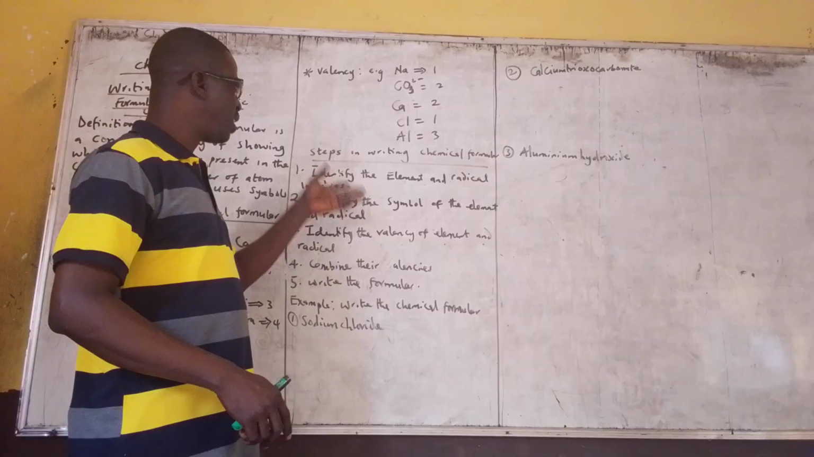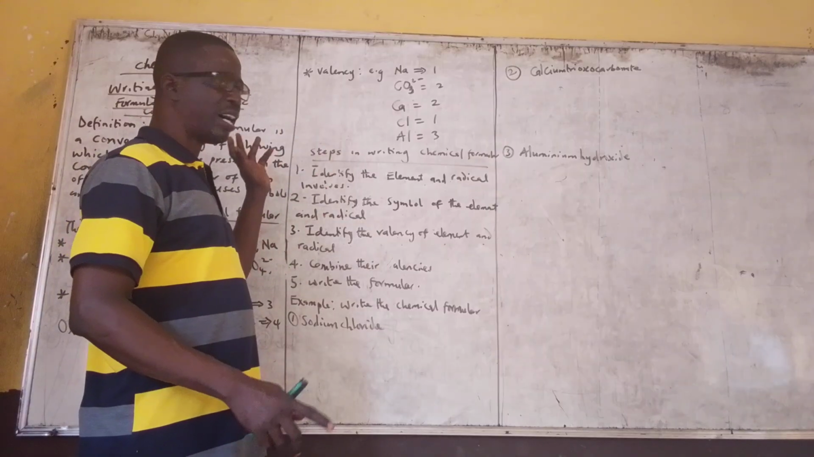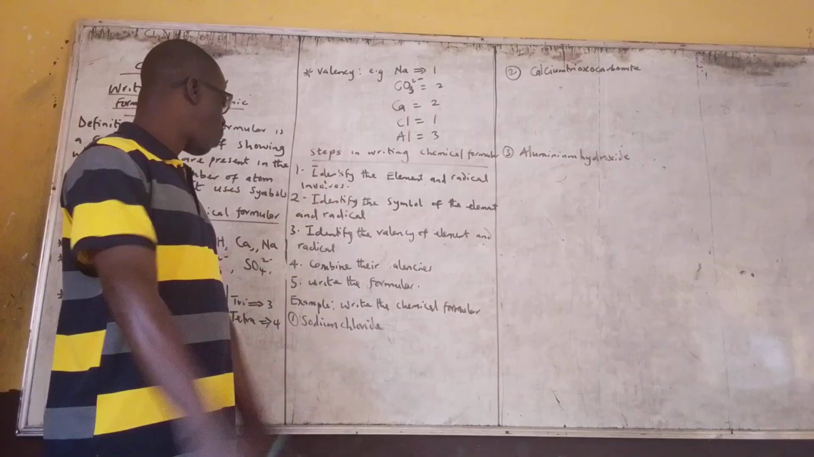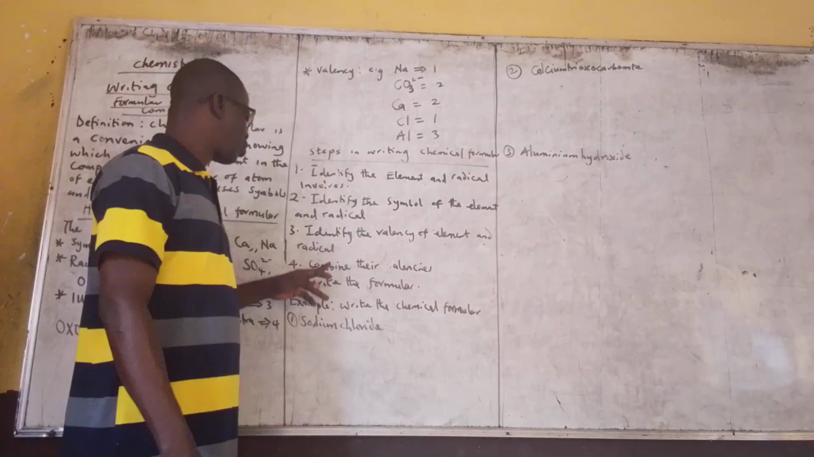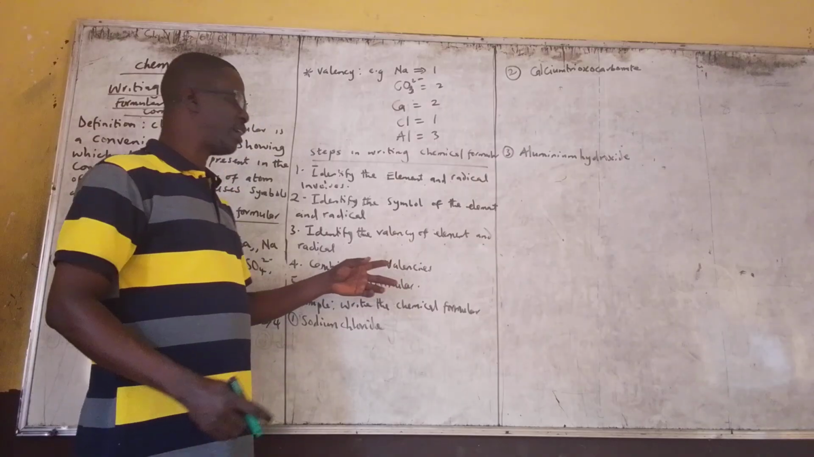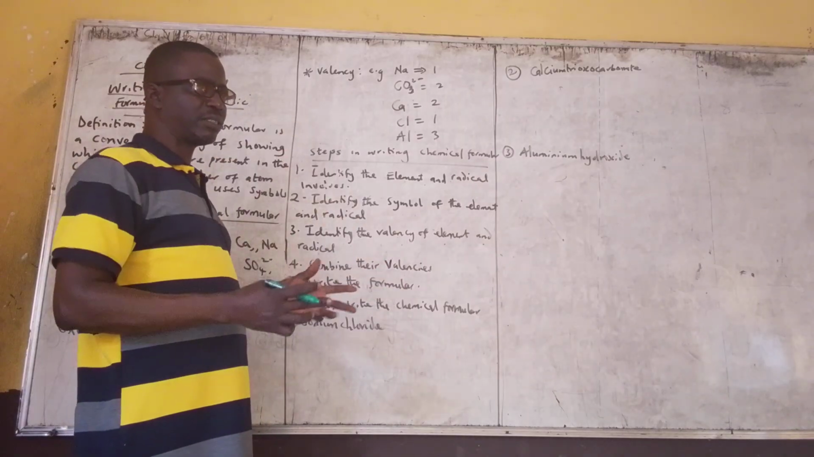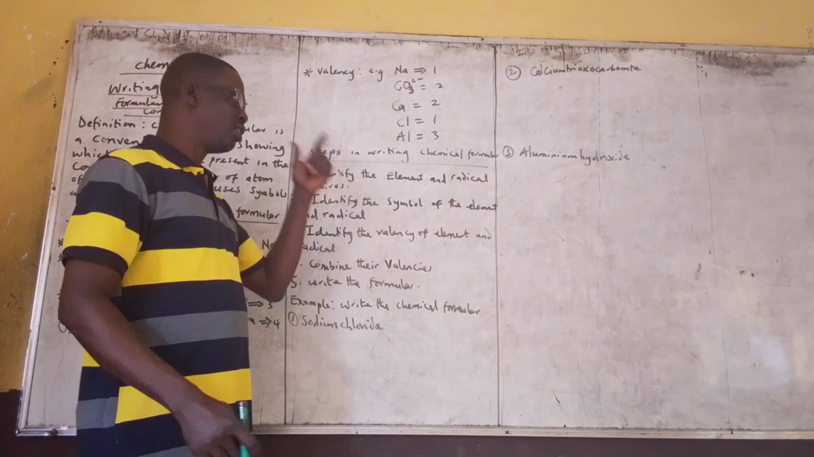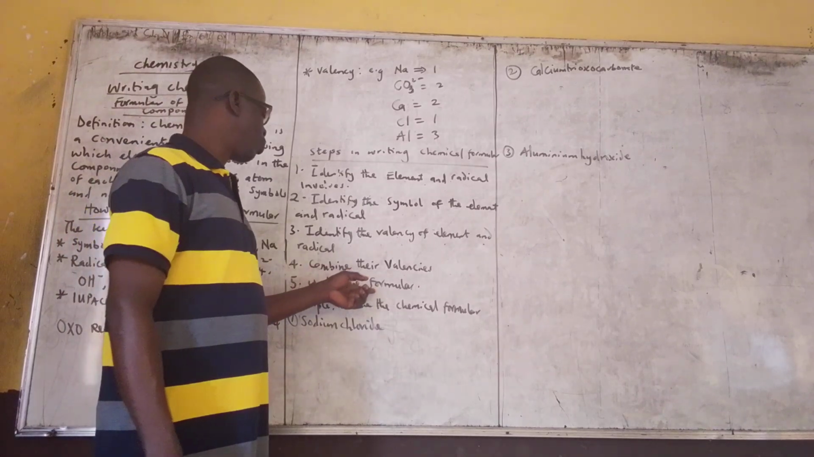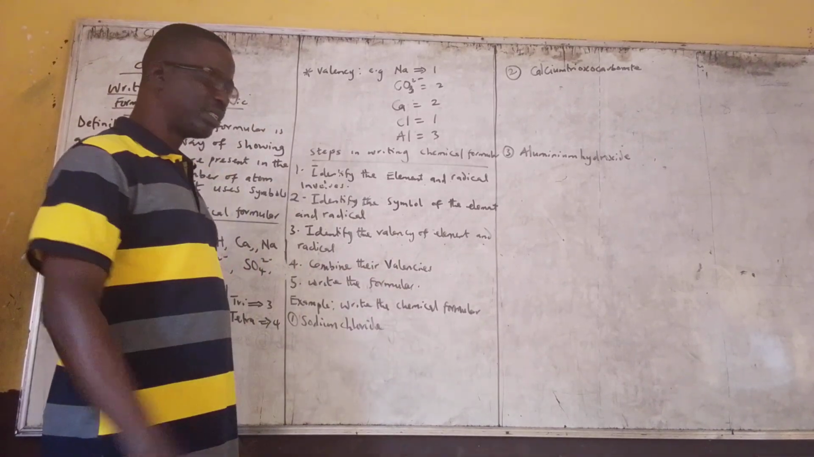These are the things I mentioned earlier as the key concepts in writing the chemical formula of a compound. Alright, the next is to combine their valencies. The valencies of the elements or radicals are combined to form the chemical formula of the inorganic compound. Then after that, you write the formula. Now let's take this example.